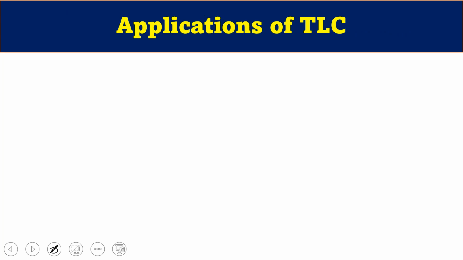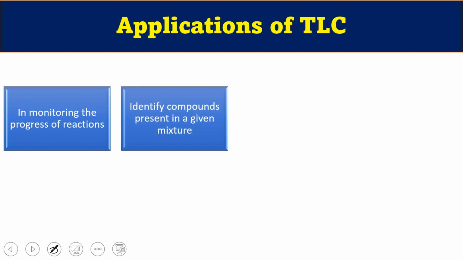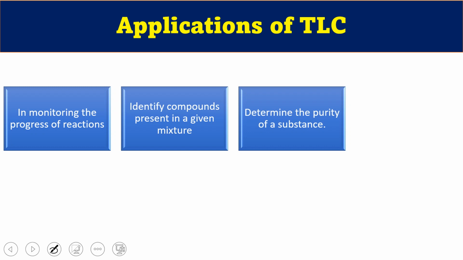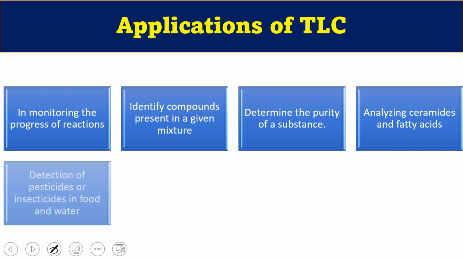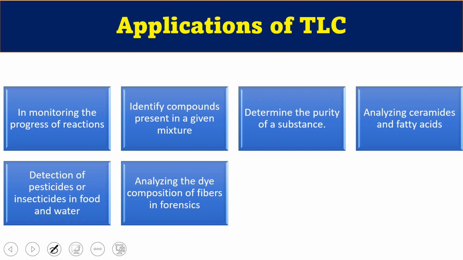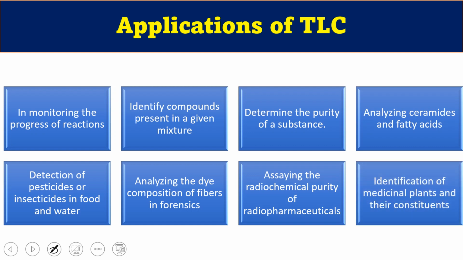Then what are the different applications of TLC? If you see, the application of TLC is monitoring the progress of reactions. It can be used to identify compounds present in a given mixture. It can be used for the determination of purity of a substance. It is also used to analyze ceramides and fatty acids, detection of pesticides and insecticides in food and water, analyzing the dye compounds of fibers in forensics, analyzing radiochemical purity and radiopharmaceuticals, and identification of medicinal plants and their constituents for their separations.